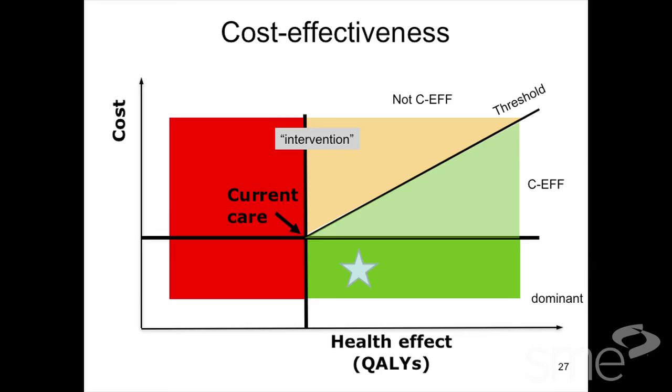So basically, we are cost effective at this point. And we are even more than cost effective. We are in a dominant strategy, which can be seen on this graph again. We have lowered costs, and we have increased health.